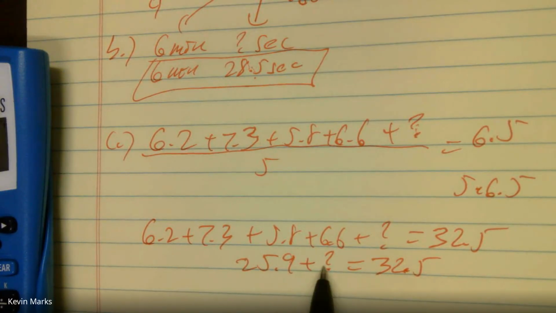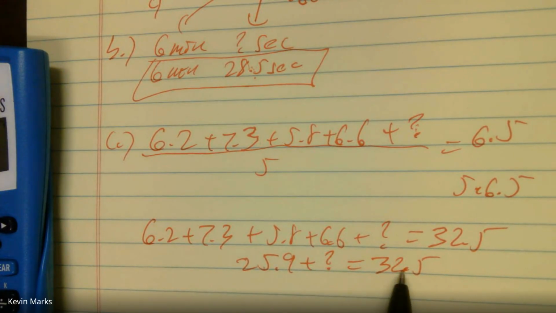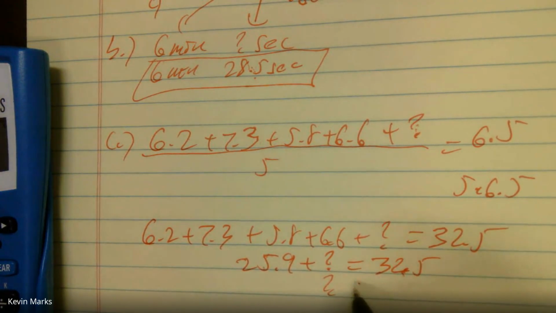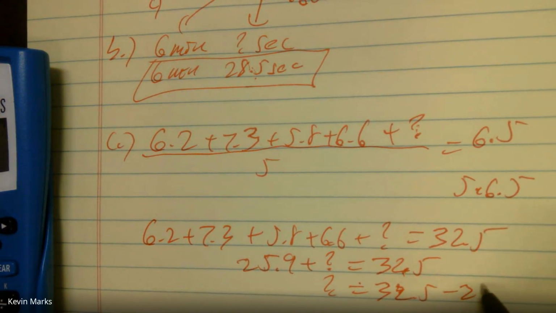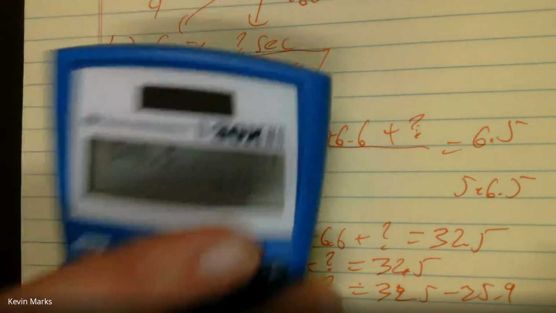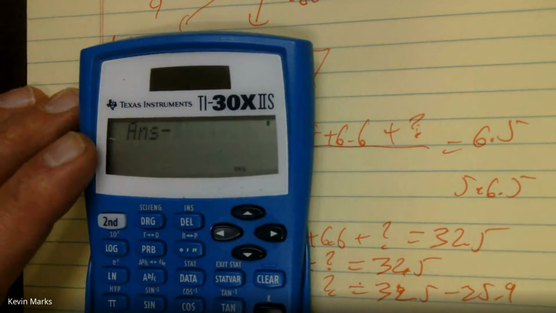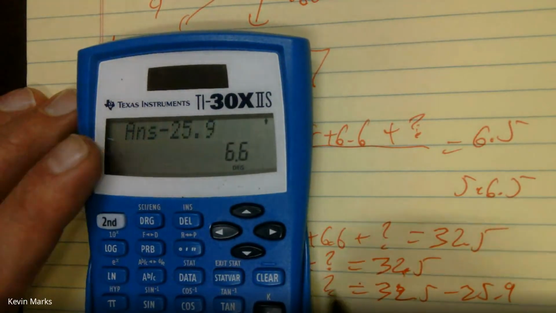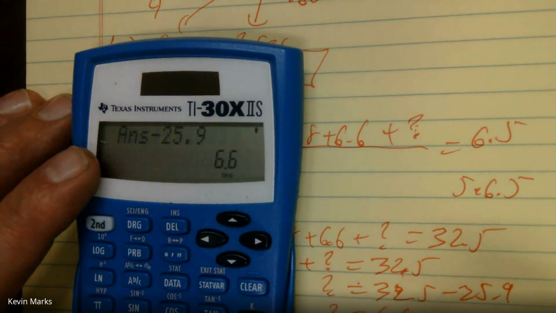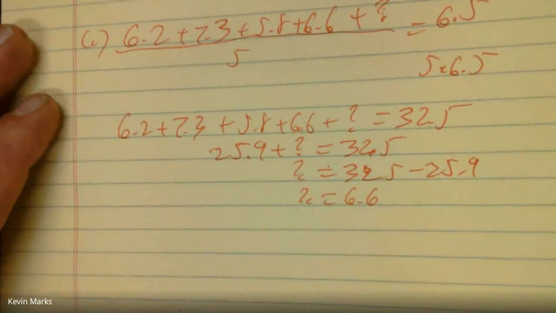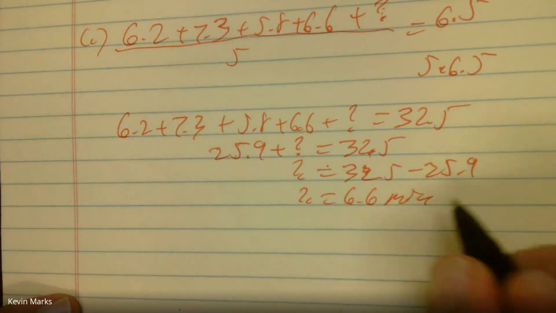But again, it's that same idea. I don't know what number I'm adding to get to here, so you can figure it out by subtracting, right? So 32.5 minus 25.9. If you take that 32.5 and subtract 25.9, you're going to get 6.6, right? But again, that's in minutes.